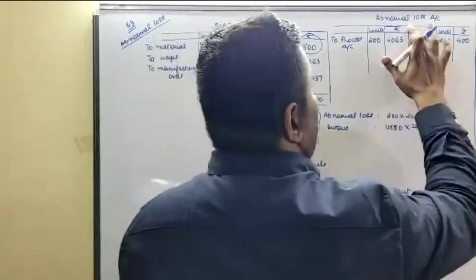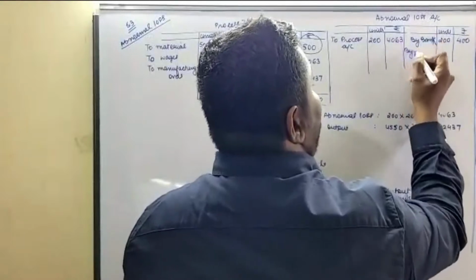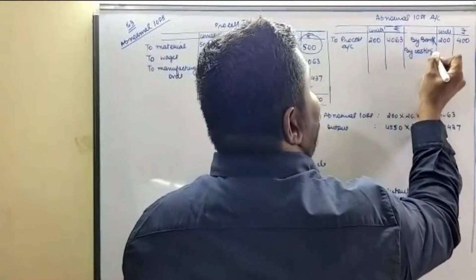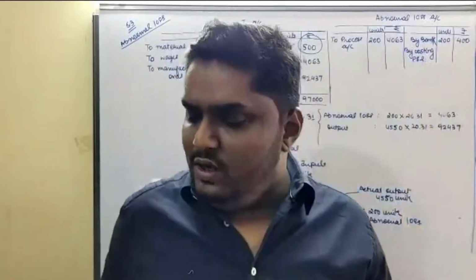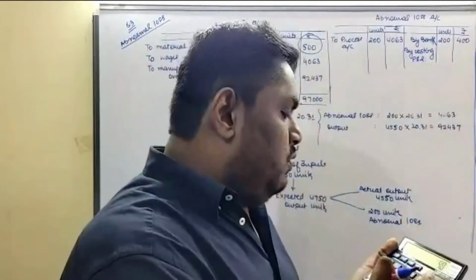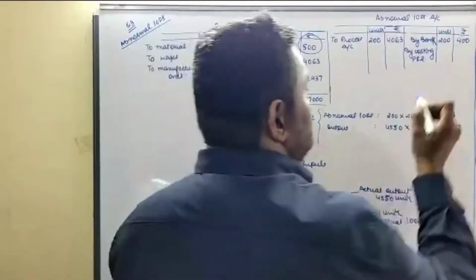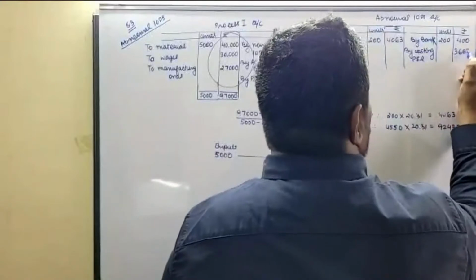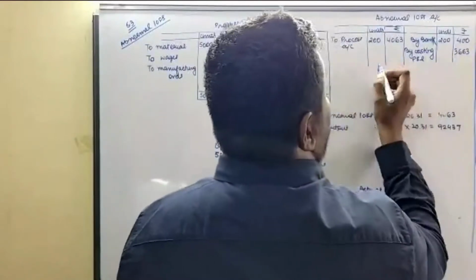And the balance amount will be transferred to costing P&L that represents the loss to the company. So total 4063 is the value, of which scrap value realized is 400. So 3663 is to be transferred to costing P&L.